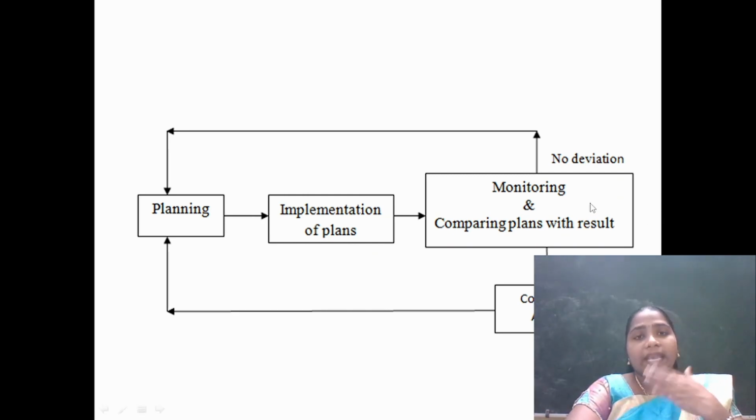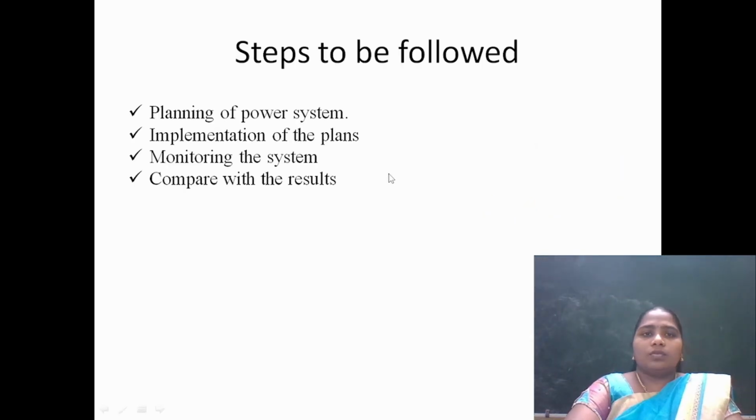If there is no deviation, we can entirely plan and implement the system, and if there is deviation, we need to undergo various corrective measures, and again we need to plan, implement, and again monitor. So this is a cyclic process which is used while planning a power system. The steps used in the block diagram are mentioned again: planning of power system, implementation of plan, monitoring of the system as well as comparing with the previous result.